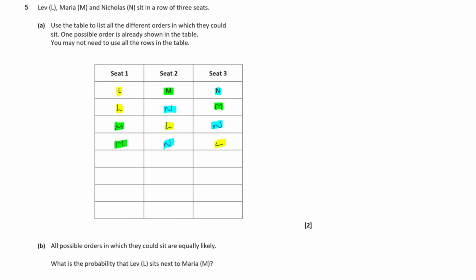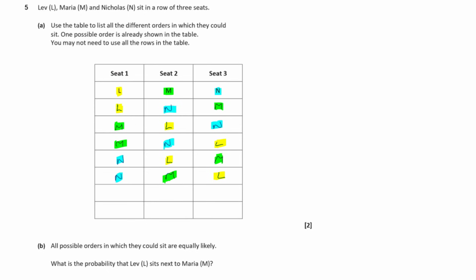And then so I've done all my M's, and now I'm going to bring N to the front, and I'm going to do L and M, and then N, M, L. There we go. So yeah, we've got 2, 4, 6 of those all together.